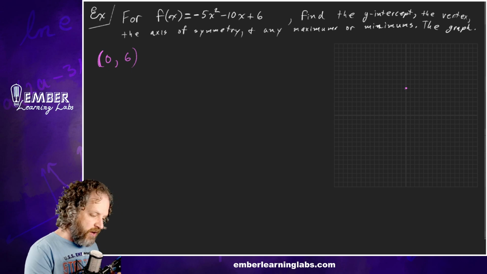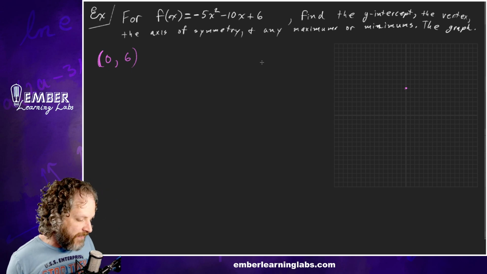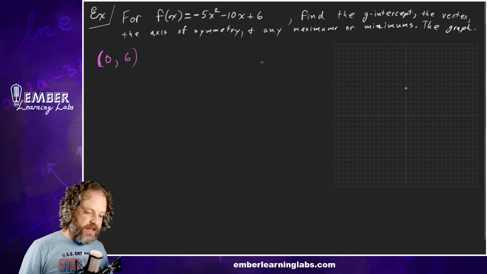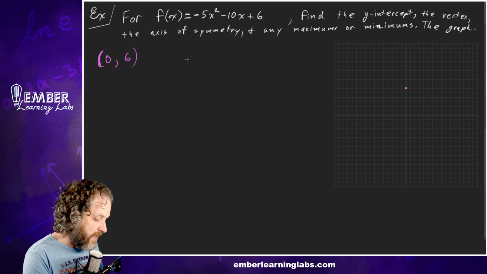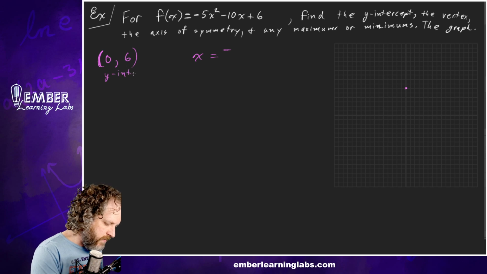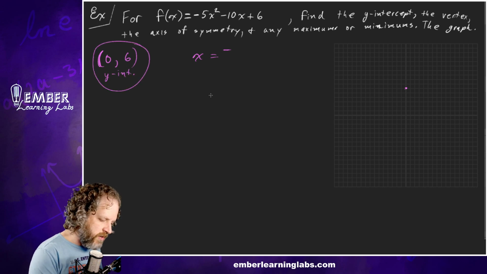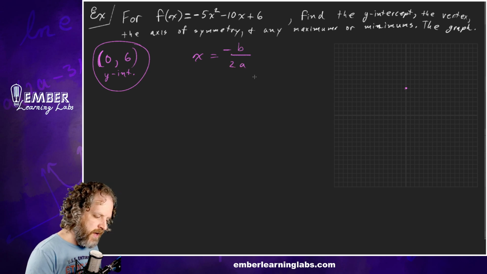Then the vertex, axis of symmetry, and maximum minimums, we're all going to get from the same place. To get the x part of all that stuff, we're going to use that formula, which in case you forgot it already, is x equals negative b over 2a.